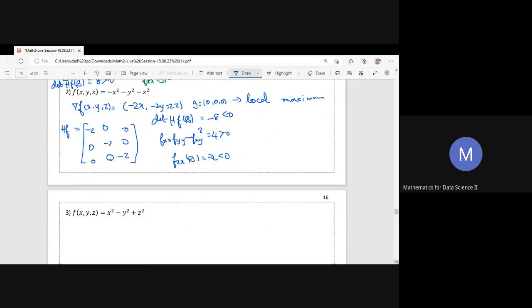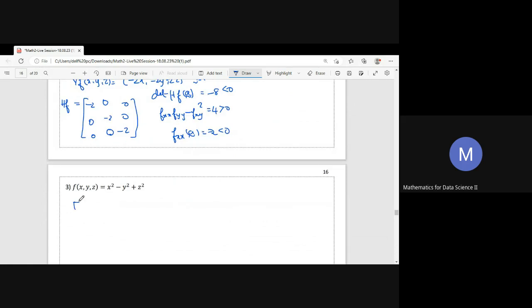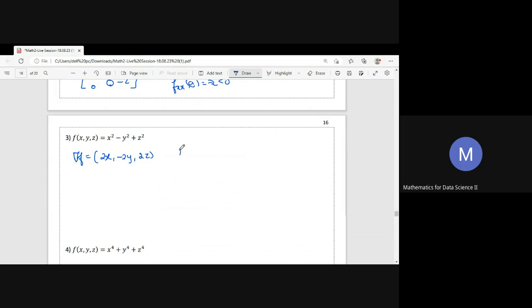All right. Okay. Now what about this gradient function here? 2x minus 2y plus 2z. So again, the critical point is 0, 0, 0. All 0. So what is the Hessian matrix in this case?